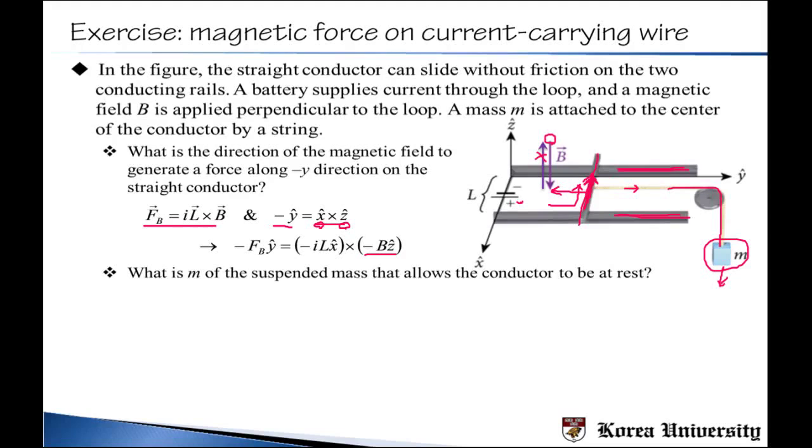And then the next question is, now the magnetic field will pull this bar to the left, and apparently this gravitational force will pull it to the right. And we want a situation so that this conductor will not be moving. So the question is, what is the mass M of the suspended mass that allows the conductor to be at rest? So in this situation, of course, naturally, we have to find the balance of the forces. Therefore, the magnetic force, which is ILB, should be equal to mg. So you can simplify that the mass M must be ILB divided by g.